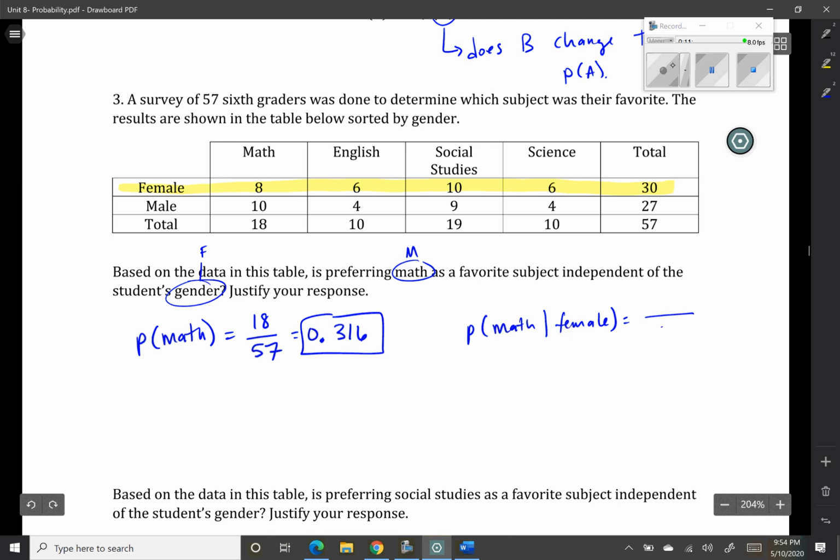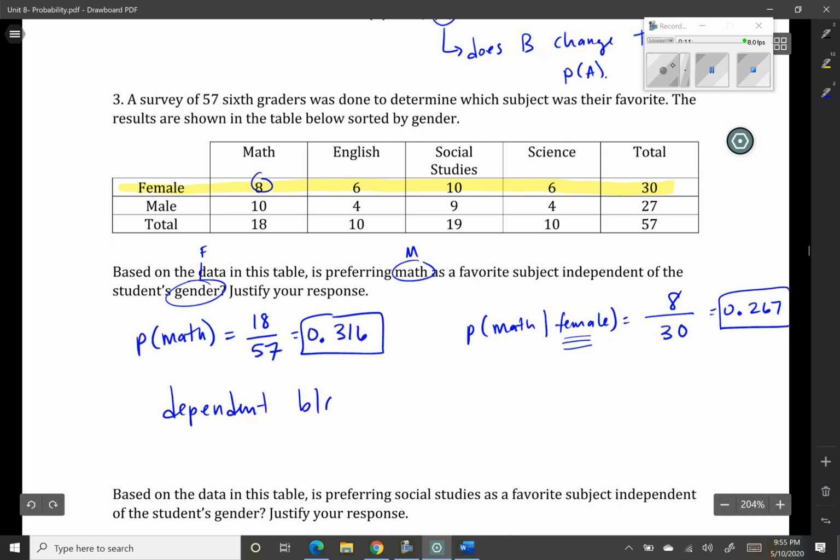So there are only 30 females in the survey. And of those, 8 of them like math. So if we find this probability, we get 0.267. So what do we notice? By introducing just being a female, I've decreased the likelihood of liking math. So that means the gender affects whether or not you like math or not. So these events are dependent.